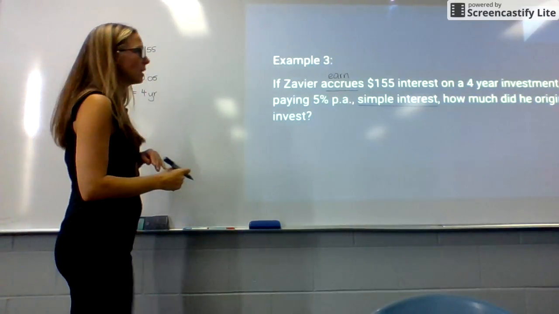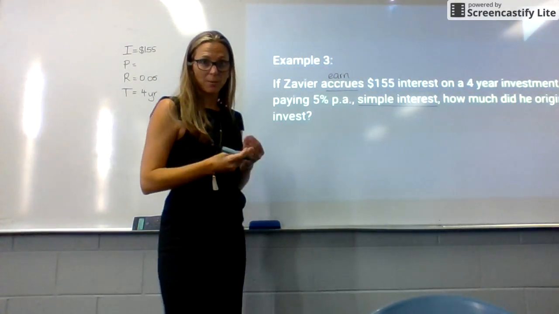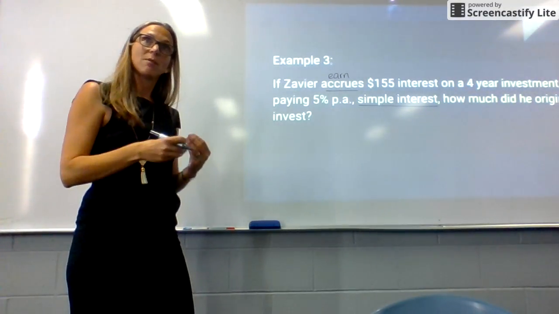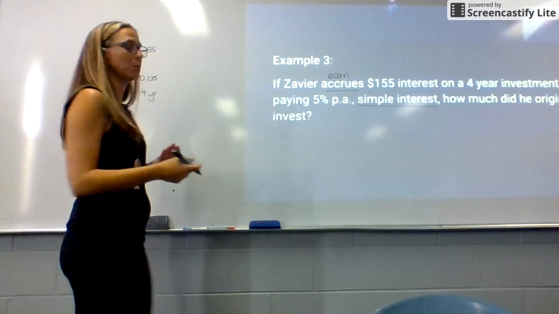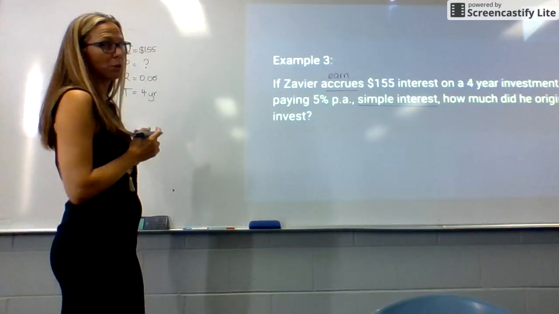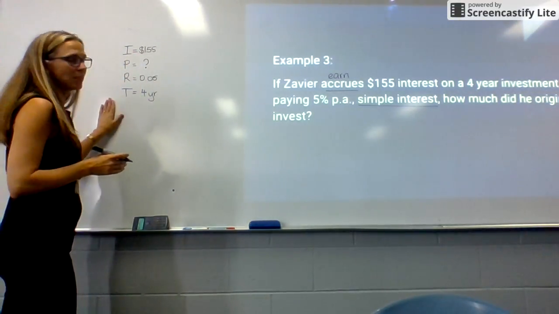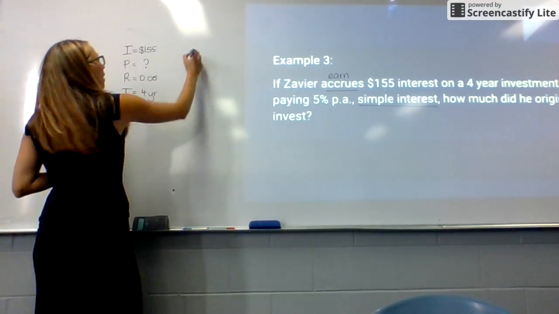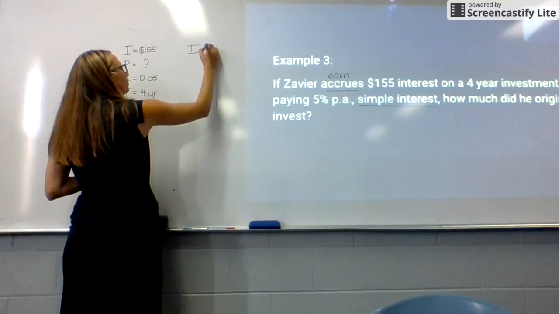Now, the question says, how much did he originally invest? Now, his original investment is another way of saying principal. So we don't know principal. That's a bit we're not sure of. So let's start by writing out the formula we know. I = PRT.